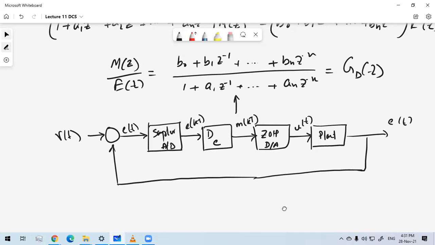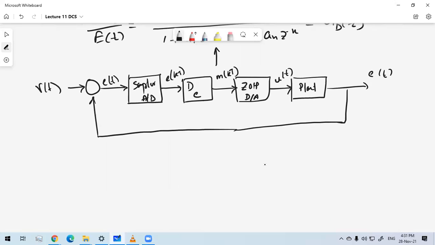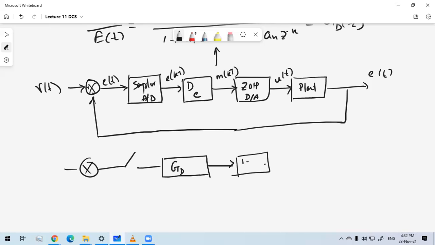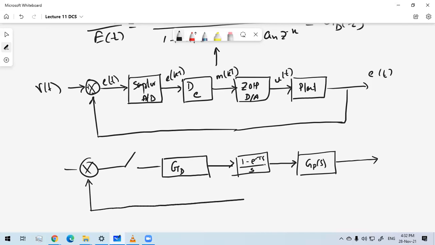Now, how can we show this in terms of equivalent transfer functions? We can also show them in this way. Basically the sampler will be there, then you have your GD, then you have your zero order hold, (1 minus e to the power minus Ts) by s, which we already derived, then you have your plant, say GP(s), and finally the output. Deliberately, we haven't given the star things here yet.